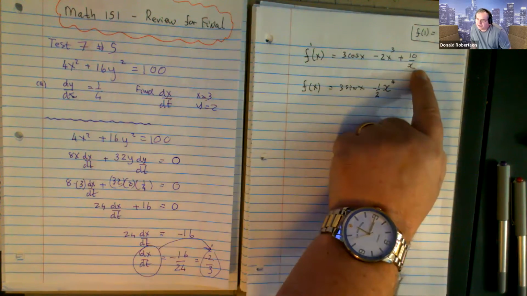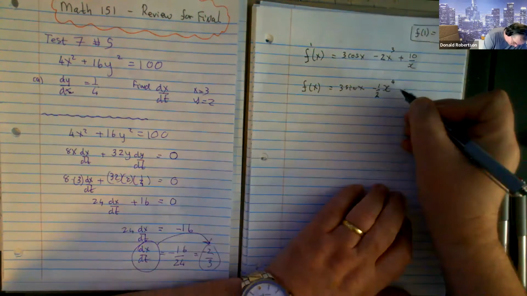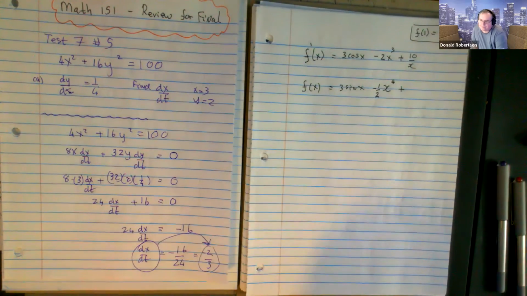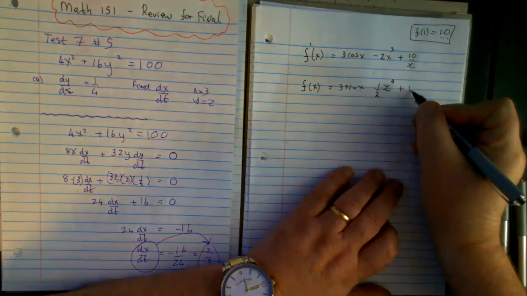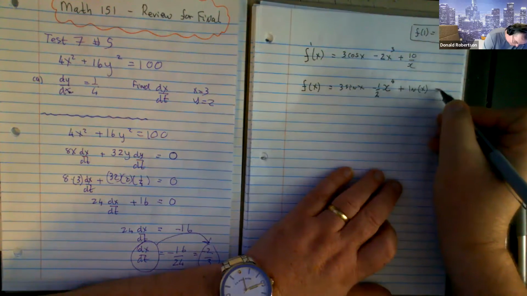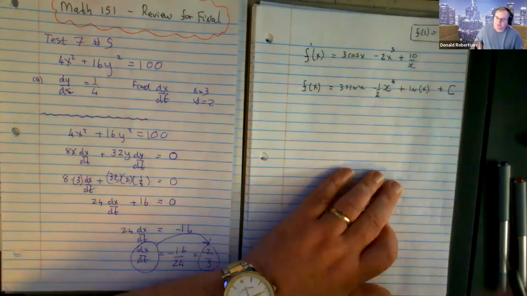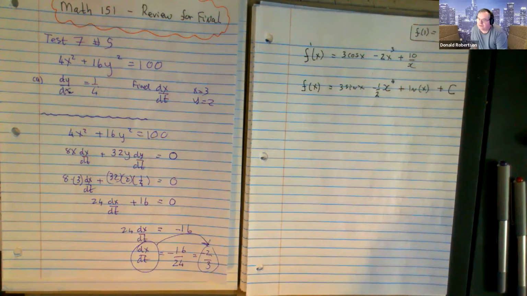What is the antiderivative of that weird fraction 10 over x? What does that guy get you? 10 ln x. Yeah, it gets you the natural log of x. And you always finish with what's called the arbitrary constant, plus c. That's what you finish with. So far, so good.